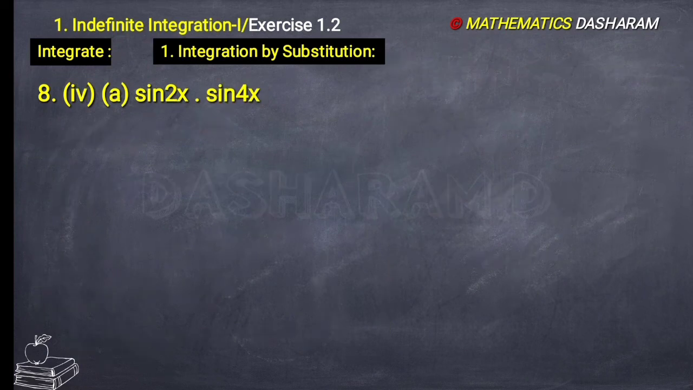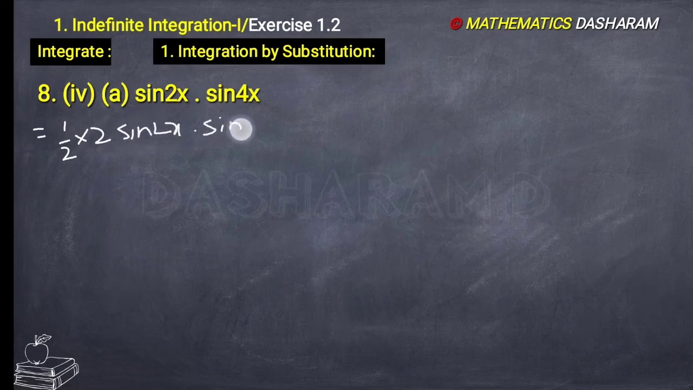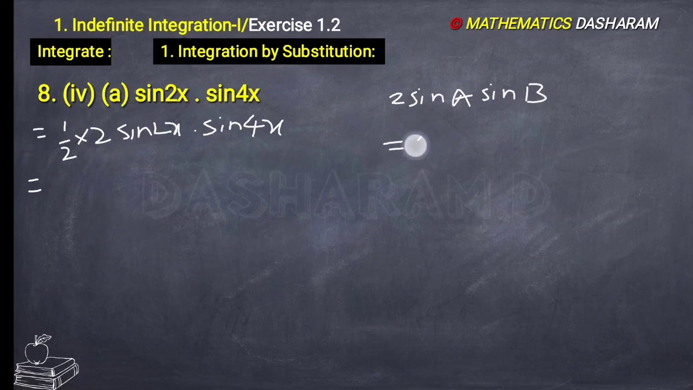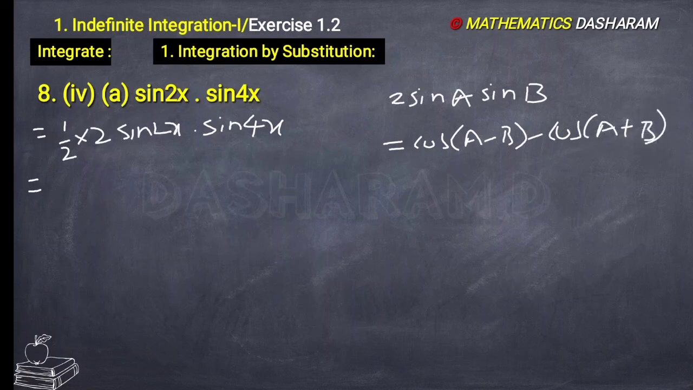Fourth bit, A question, sin 2x into sin 4x. So multiply and divide with 2. Sin 2x into sin 4x. So here 2 sin A into sin B formula: 2 sin A into sin B equal to cos A minus B minus cos A plus B. So here what is the A value? 2x is the A value and B value is 4x.